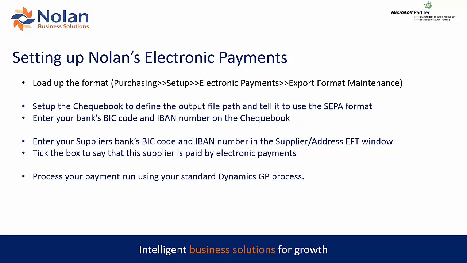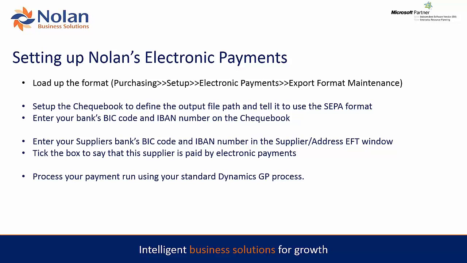What we also need to do is set up your bank's BIC code and IBAN number on the checkbook. So the BIC code defines the bank. The BIC code is a global unique code that defines that particular bank and branch. That is your bank and branch. And the IBAN number is a unique code that defines your account in that branch.